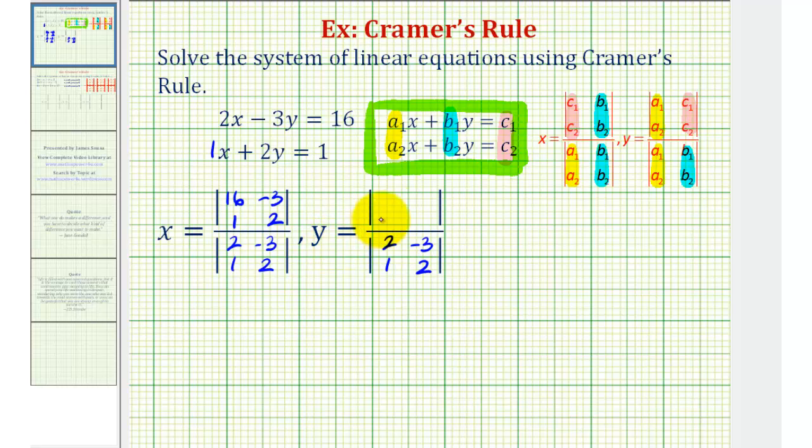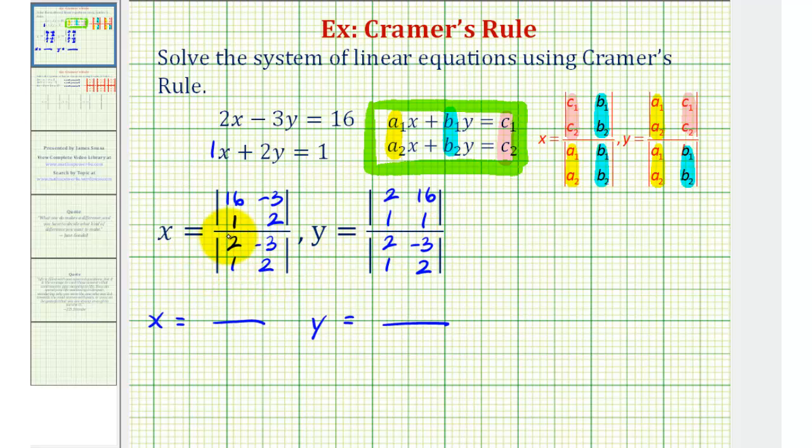And then for the 2 by 2 determinant in the numerator for y, the first column will stay the same, but the second column that contains the coefficients of y will be replaced with the constants, so we'll have 16 and 1. Now we'll evaluate these determinants, simplify, and we'll have our solution.